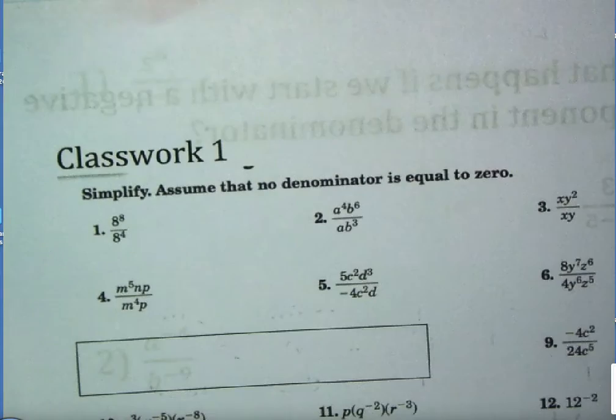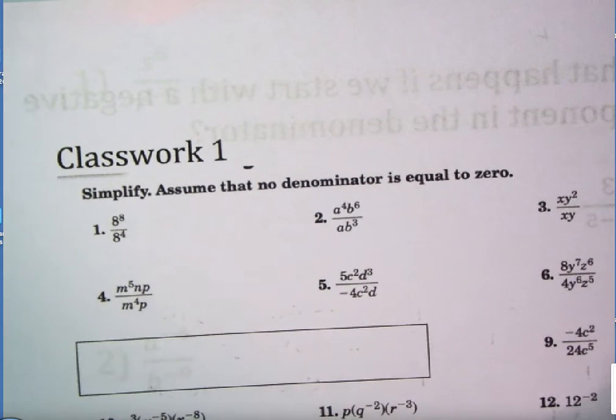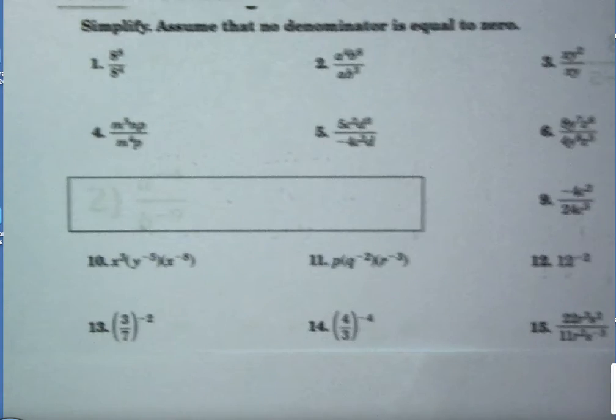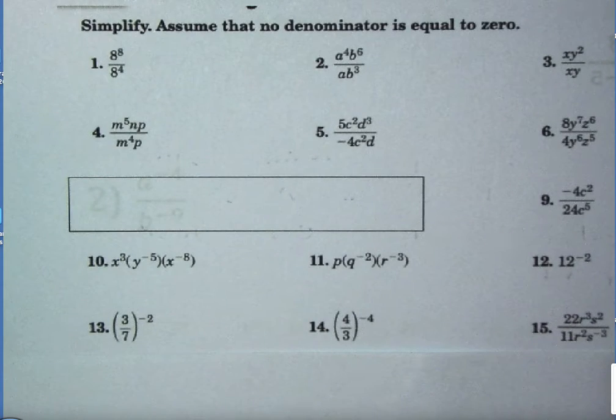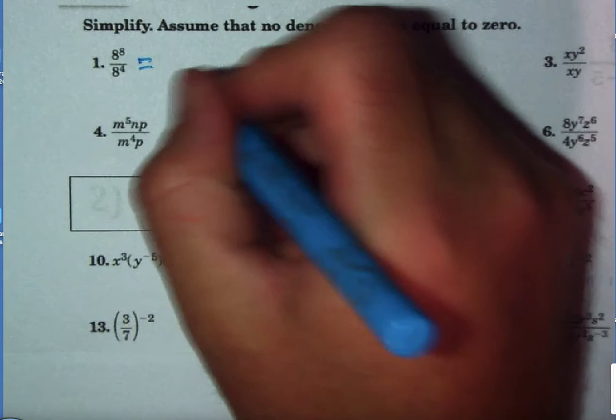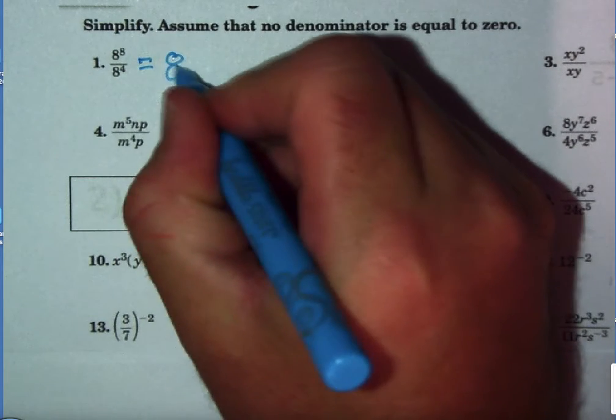All right, so we need to give this a try, right? Simplify these, okay? You can't have zeros or negative exponents in your final answer using some of our rules. Pause me now. Give it a try. Then you can watch me as I write down the answers.